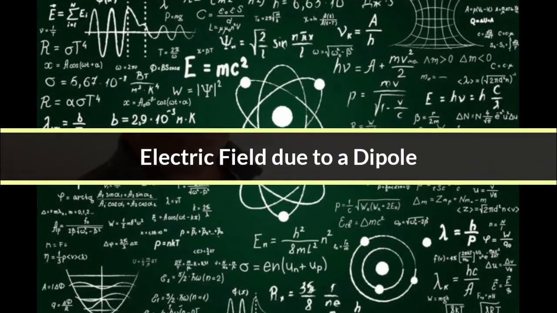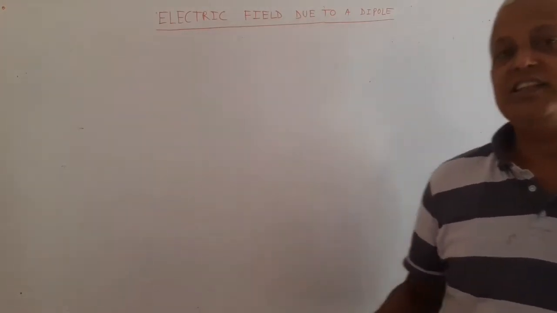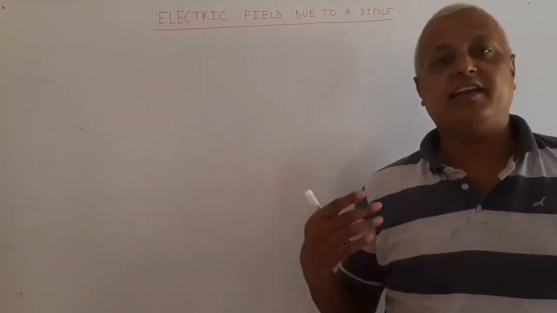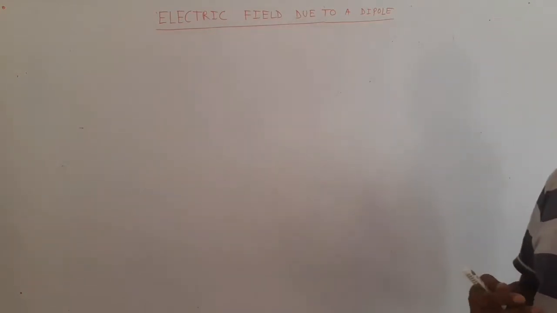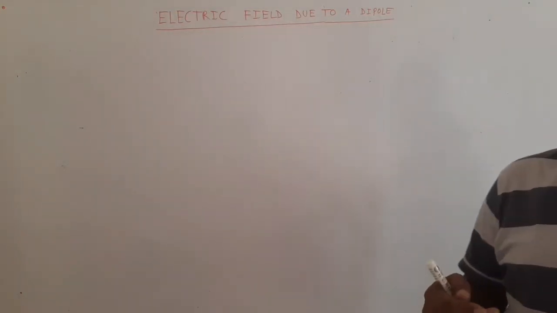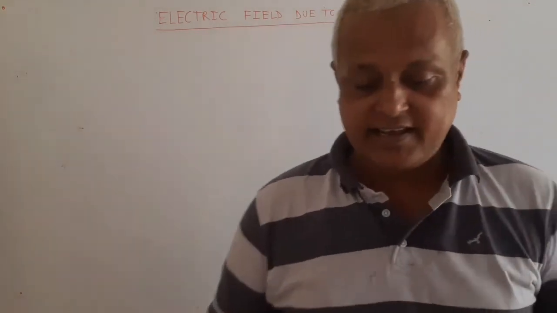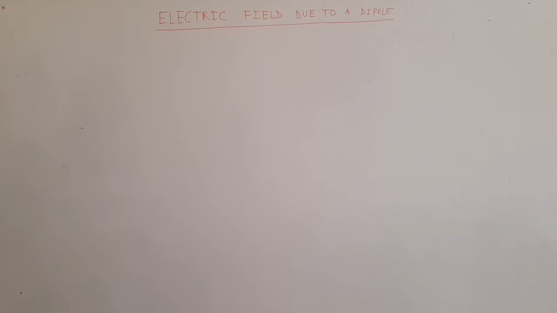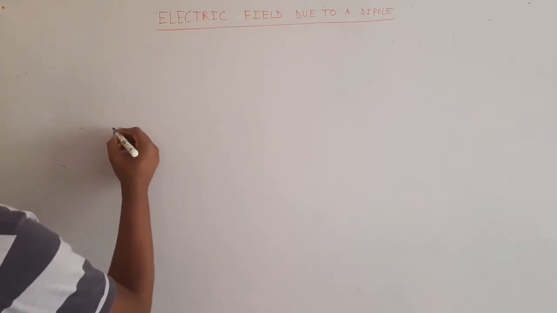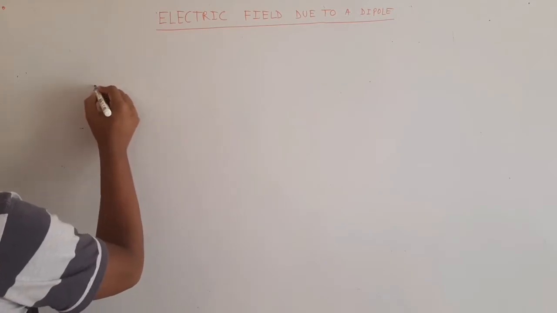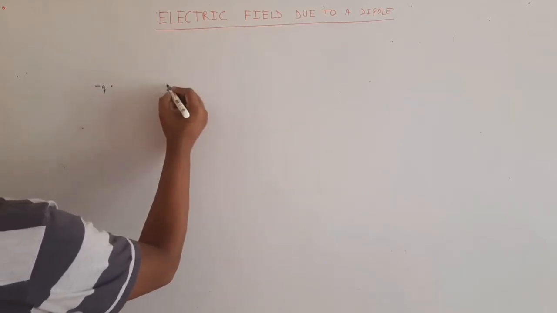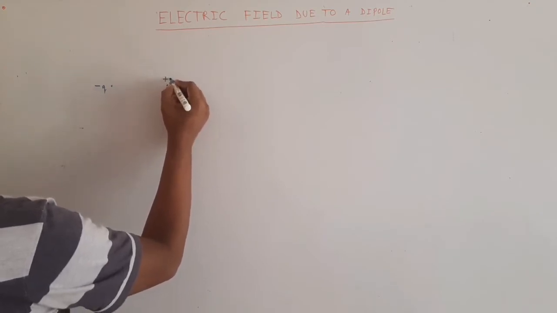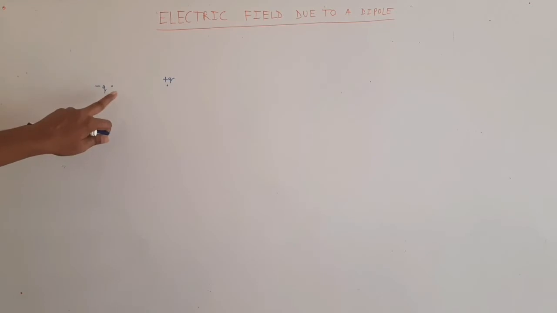Good morning friends, and in this video we are going to discuss the electric dipole, the electric field due to an electric dipole. Now what is an electric dipole? In the previous video we also discussed it, but again I can say it is just two equal and opposite charges separated by a tiny distance, and that is your dipole. So you can take your dipole something like this: this is minus q and this is plus q, two charges separated by a distance d.